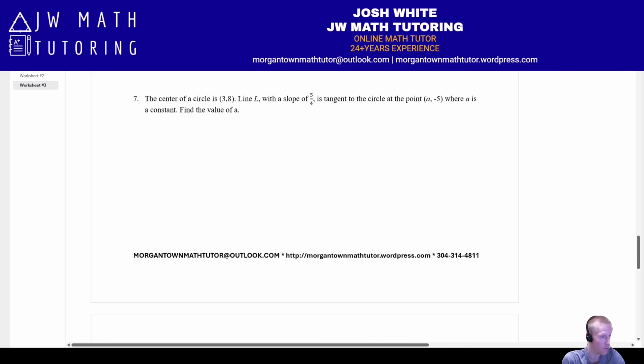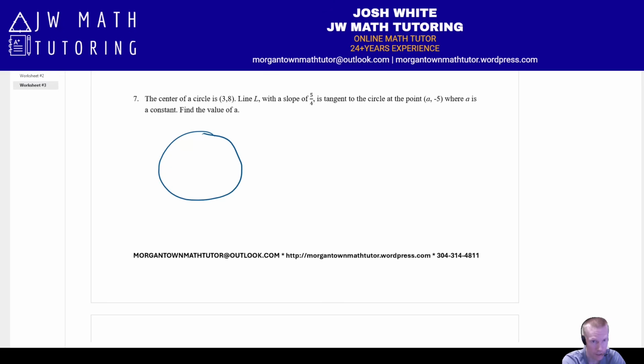All right, let's look at the next question, number 7. In this one, you have a circle. Its center is here at 3, 8. You have a line L, which is tangent to it, at a y-value of negative 5. So it could be here or it could be here, but because we know that the slope is a positive 5/4, we know it has to be this one, right? Because the tangent line has to be going up like that for a positive slope.